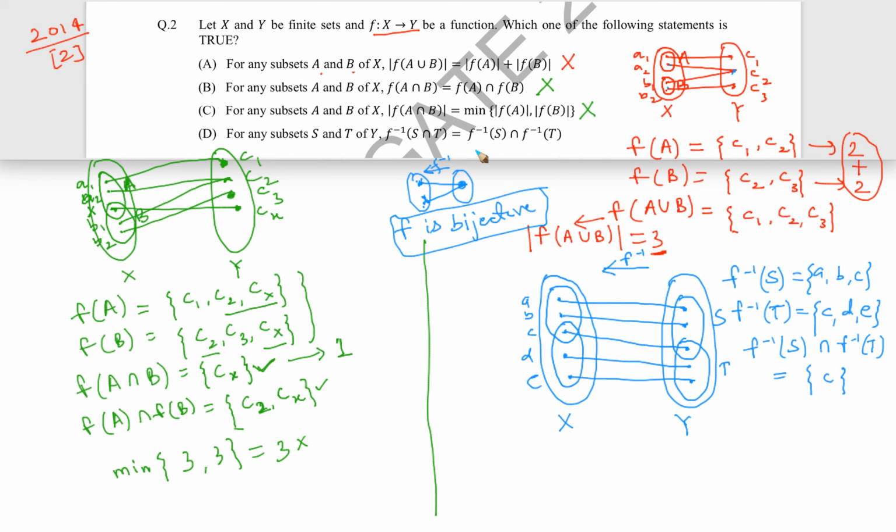Okay, and if we take f inverse of S intersection T, so if we only take intersection and then take its mapping, then again we are going to get only one element, which is c. So we can clearly see that since f is bijective, that's why this property is coming, and that's why the last statement is correct. So which of the following statements is true? The statement D is correct, and that's why our answer is D.